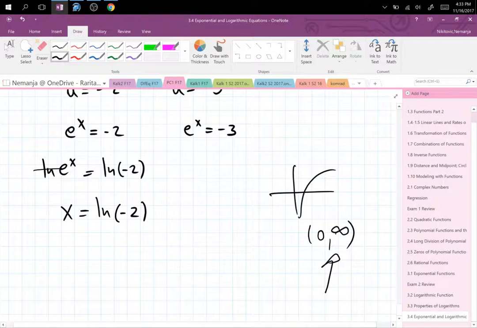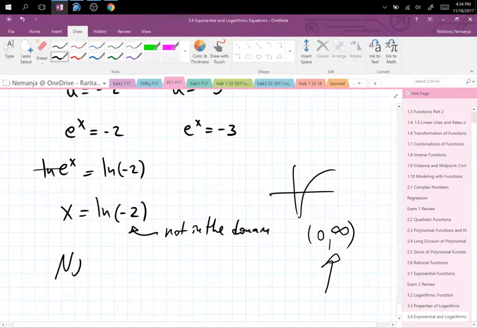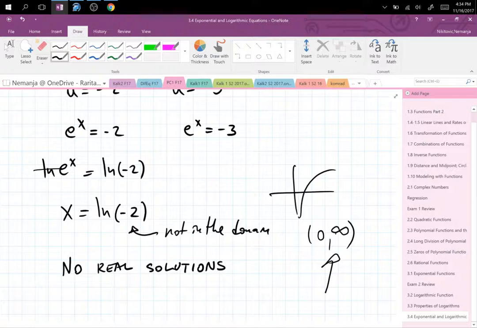So, not in the domain, no real solutions. No real solutions. The -3 will suffer the same fate of no real solution. So this particular equation, which I picked, has no real solution.